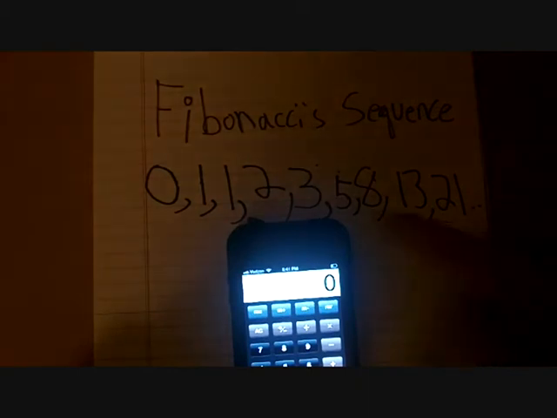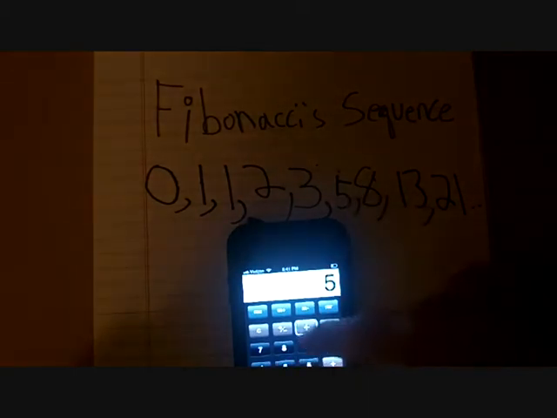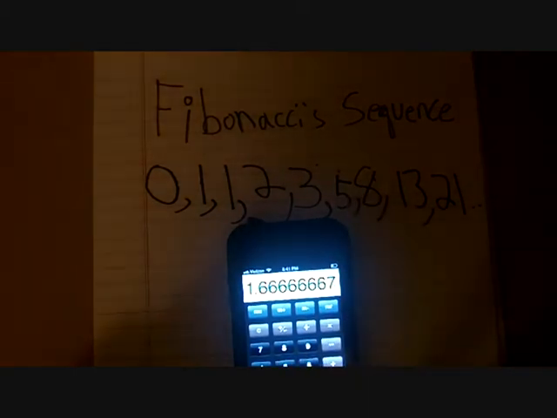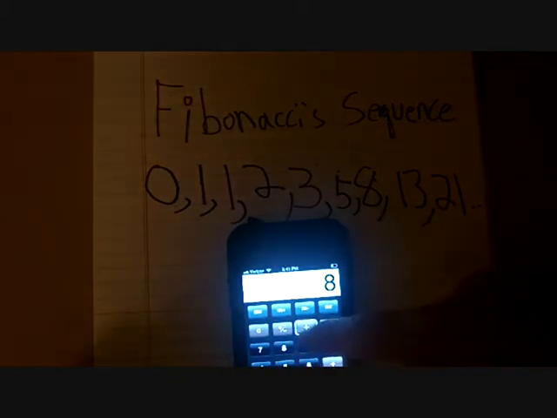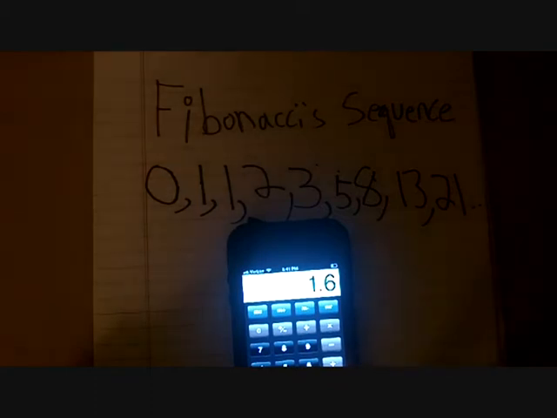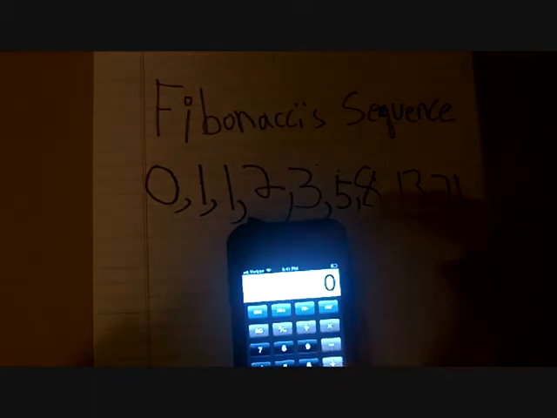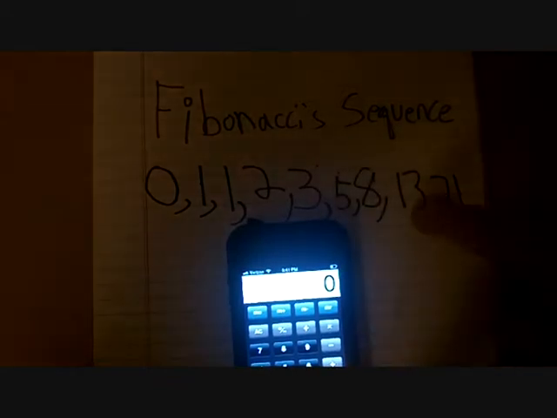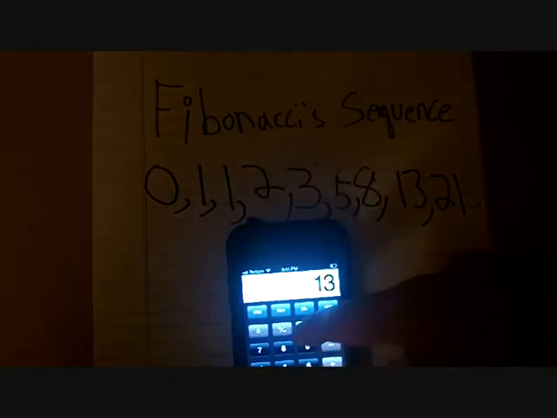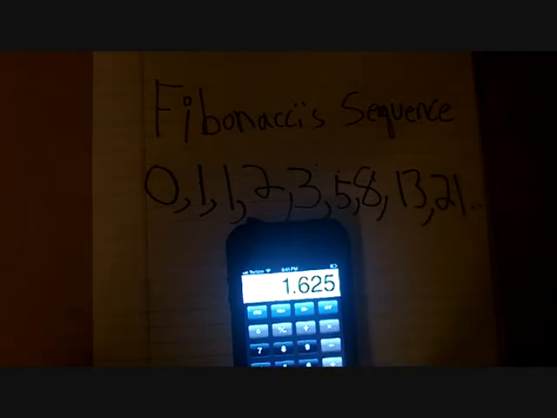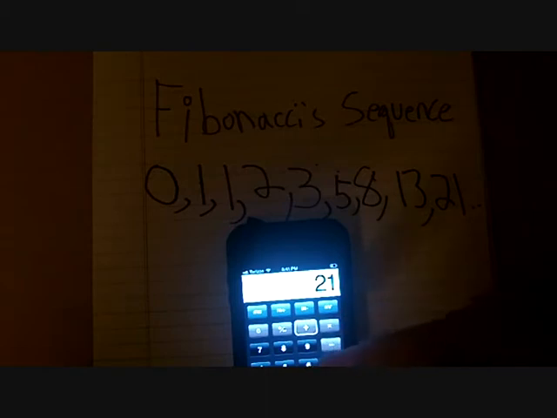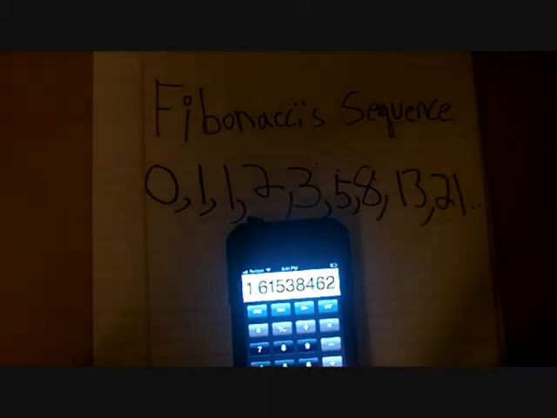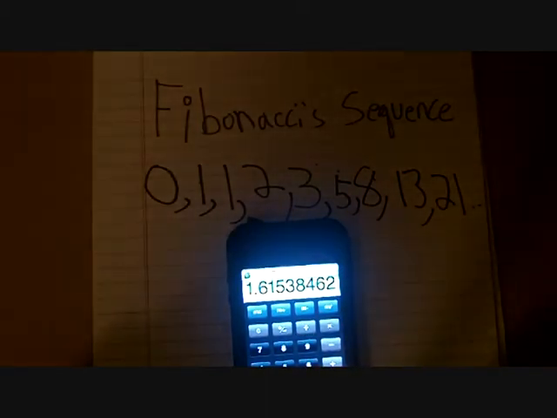Okay, so if you see here, if we take the 5 and divide it by the 3, you'll get 1.6. You can also take the 8, divide that by the 5, and you'll get 1.6. If you take every other number, starting from 3 forward, you'll always get 1.6. So if you take 13 divided by 8, you'll get 1.6. If you take 21 divided by 13, you will get 1.6, and this will go on and on forever.